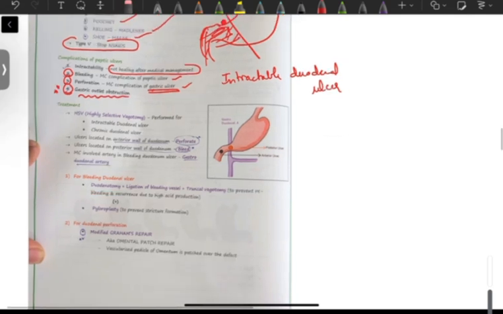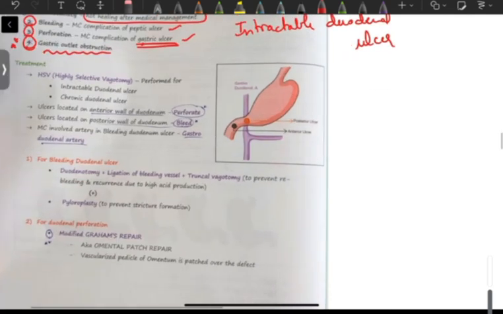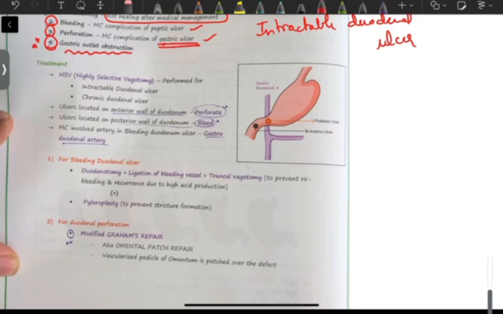Okay. So how will we treat peptic ulcers? First one, we will go for high selective vagotomy, and this is performed in cases of intractable duodenal ulcer or chronic duodenal ulcer. So we need to know certain points related to peptic ulcers. If the ulcers are located on the anterior wall of the abdomen, they'll usually perforate, whereas ulcers which are located on the posterior wall of the abdomen, they'll bleed.